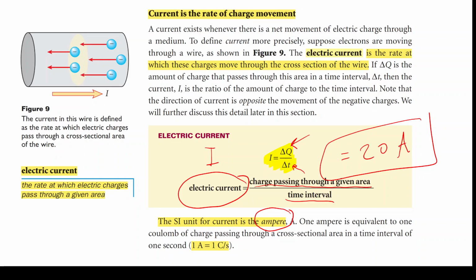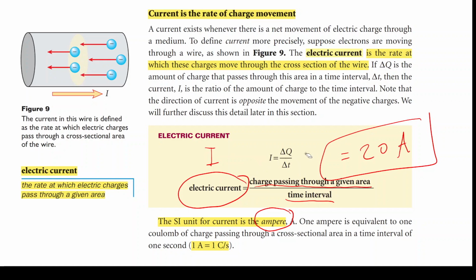If you have a wire, if a lot of charges pass by, that means the current is high. So charge and current are directly proportional. More charges go, that means more current you have. What about time? The proportionality for time and current is inverse. If it takes a lot of time for the charges to move, that means you don't have a lot of current, because it's taking a lot of time for these charges to pass by. So you have low current. So time and current are inversely proportional. Charge and current are directly proportional.